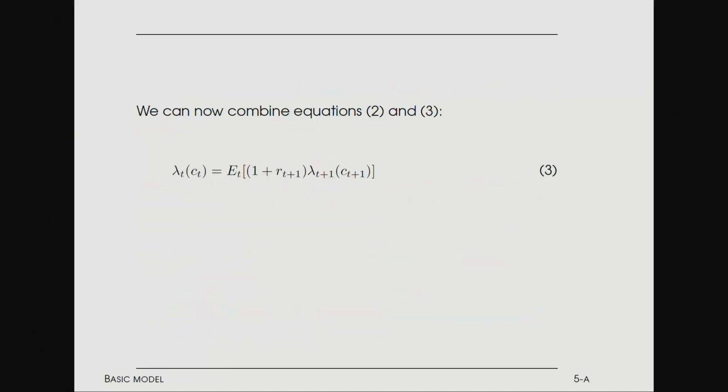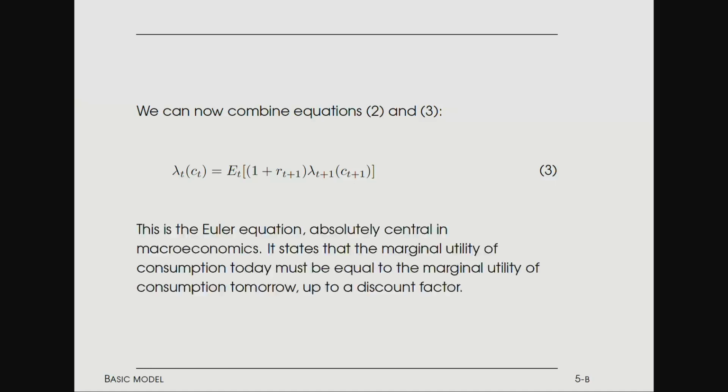We can combine equation 2 and 3, the first order condition and the derivative of the Bellman equation with respect to assets, to get that lambda of C, or the marginal utility of consumption, is the expected value of the marginal utility of consumption in the next period times the interest rate. So that's the Euler equation, which is a pretty central value of economics. It says that the marginal utility of consumption today must be the marginal utility of consumption tomorrow, up to a discount factor.